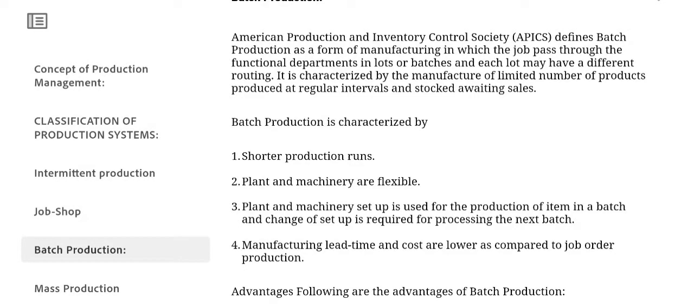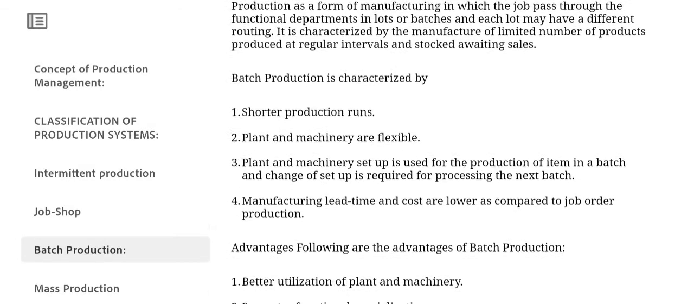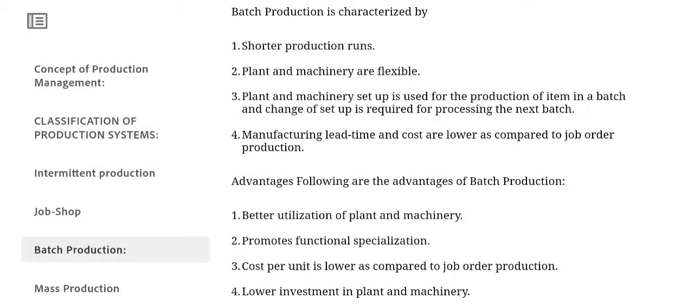After that, plant and machineries are flexible because we need to produce the items in terms of lots or batches. So that is very important. Third, plant and machinery setup is used for production of items in a batch, and change of setup is required for processing the next batch. After completing one lot or one batch, we need to set up a new system to get another variety of item.